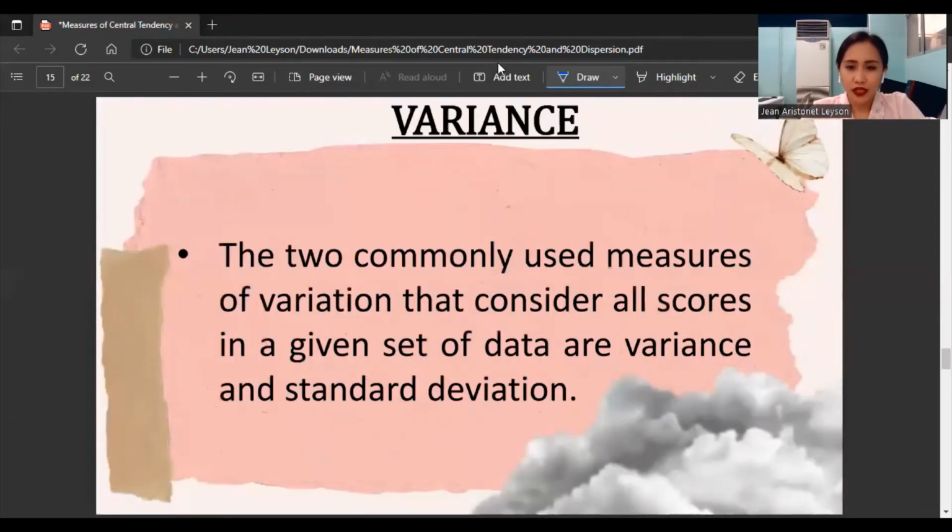Next, we have what we call the variance. The two commonly used measures of variation that consider all scores in a given set of data are variance and standard deviation. Earlier, the range does not consider all the data since we are only after the highest and the lowest score. But for variance and standard deviation, which are related to each other, all the scores or all the data in the data set are being considered.